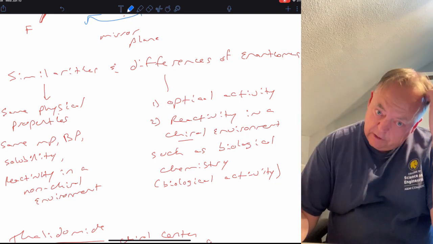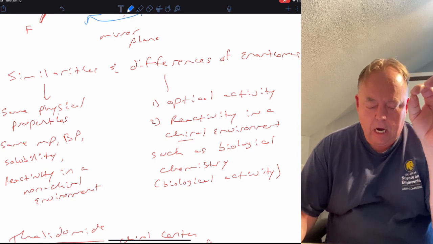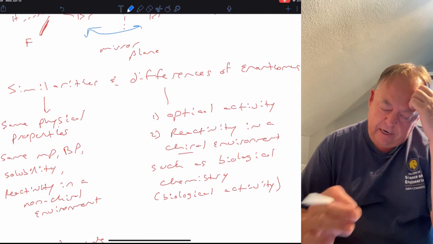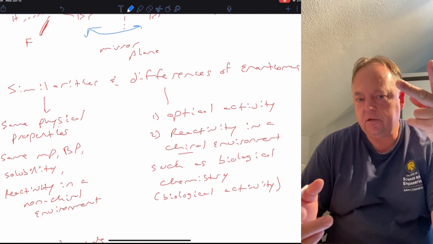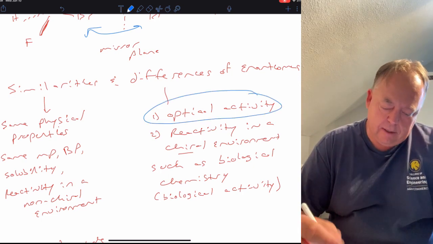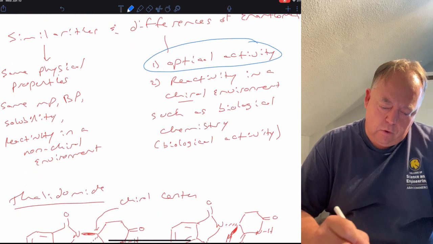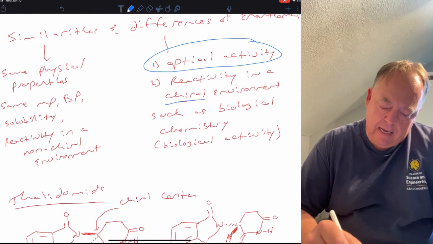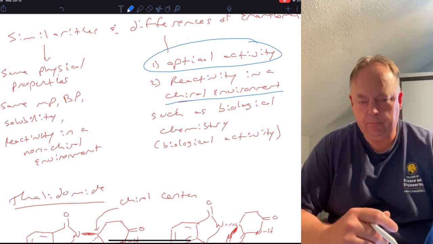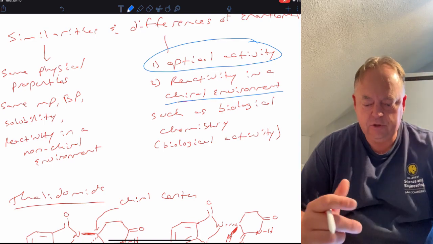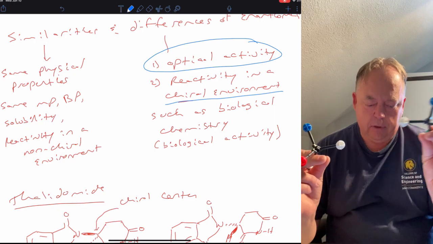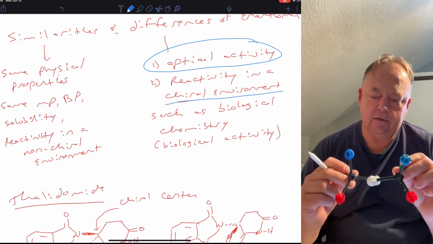And they also have the same chemical reactivity so long as they're reacting in a non-chiral environment. So pretty much they're very similar in almost all aspects except for basically 2. So 2 ways that enantiomers differ from each other. One is what's called their optical activity, which we'll talk about next. And one is their chemical reactivity in a chiral environment, such as a biological system, which is chiral because you have proteins, RNA, DNA, lipids, sugars that are all chiral. So chiral molecules react differently in a chiral environment, but in a non-chiral environment, they react exactly the same.